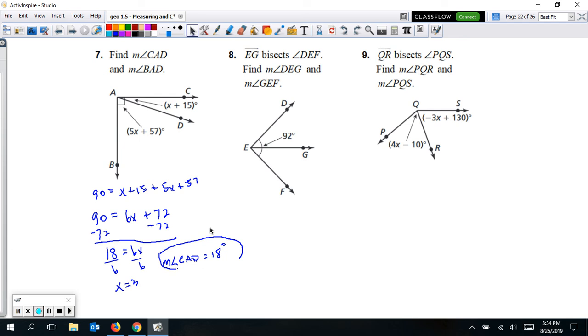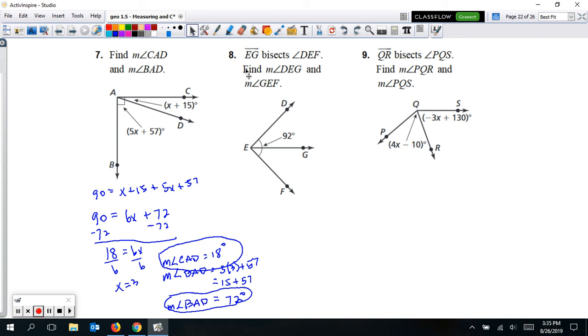But then for the bottom one, we're going to have to plug 3 in here. 5 times 3 first is 15, and then 15 plus 57. So on that one, the measure of angle BAD is 5 times 3 plus 57. I said that was 15 plus 57, which equals 72. So the measure of angle BAD is 72 degrees. And you can just always double check that those two adding together should equal 90, and they do.